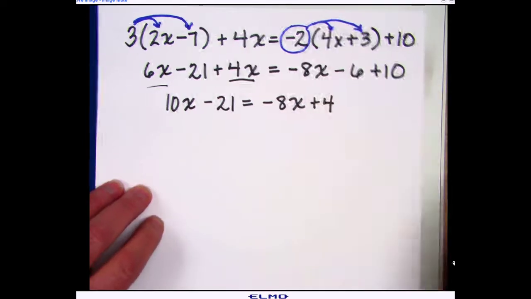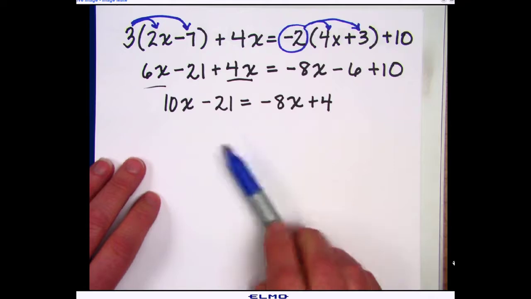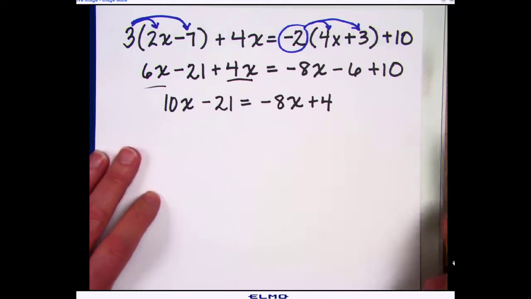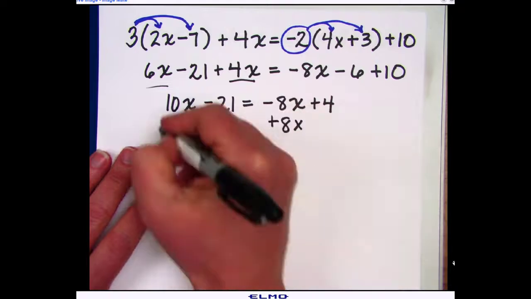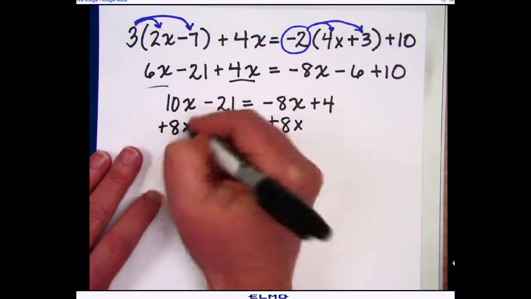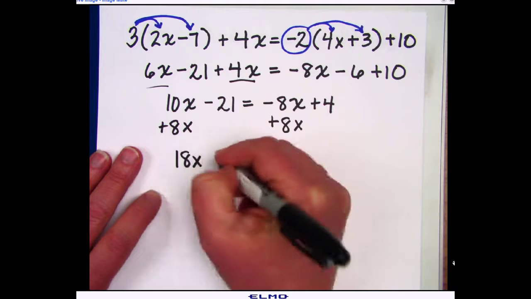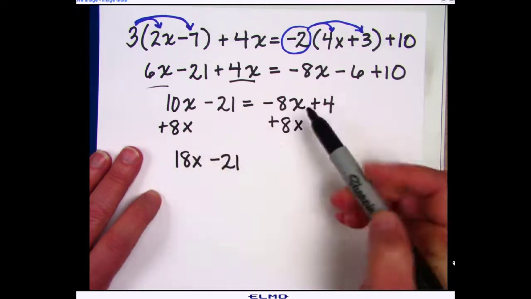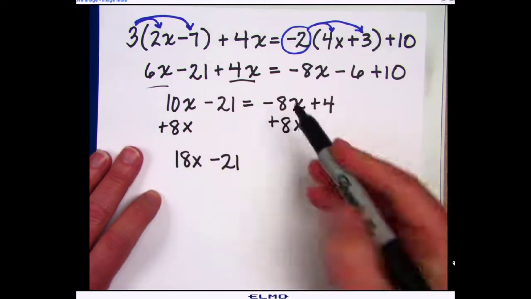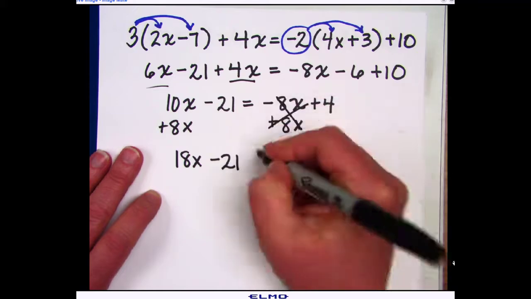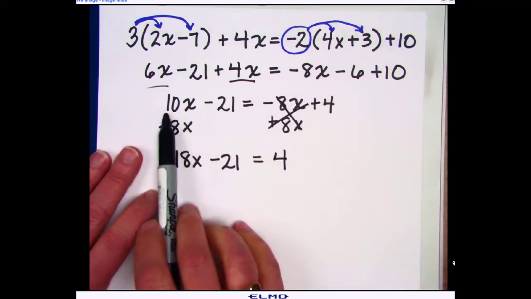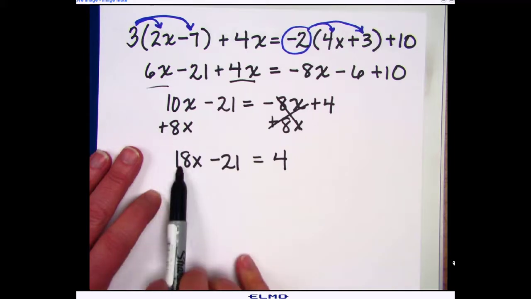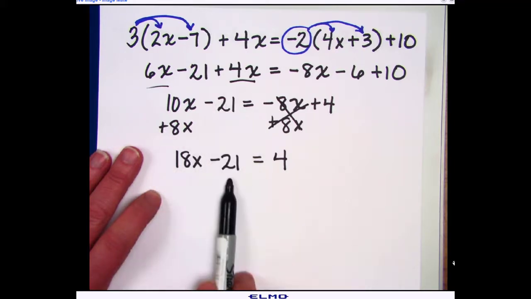And now we're ready to get all our variables on one side, all our numbers on the other. I'm going to start off by adding 8x each side. Please keep in mind there's several different ways you can approach this problem. The -8x and the +8x cancel out, and I'm just left with 4. On the left-hand side, the 10x and the 8x became 18x, and I still have the -21.